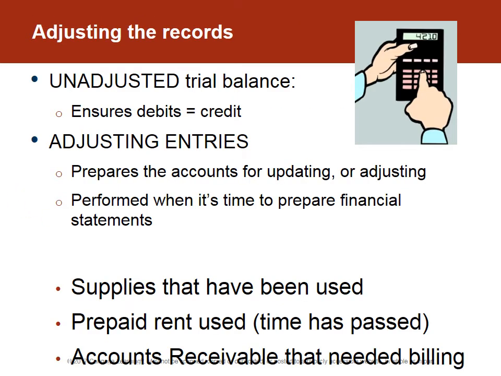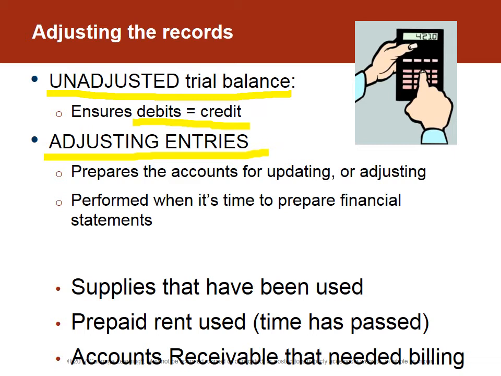Okay, adjusting the records. Here's where we get into some interesting part. Let's talk about the fact that in Chapter 2, we looked at an unadjusted trial balance. And all we were doing was making sure our debits and our credits were equal. Here in Chapter 3, this is a chapter about adjusting entries. They're also known as adjusting journal entries, or AJEs. So adjusting journal entries are made to make sure that the accounts are updated or adjusted. And they're done when it's time for financial statements.